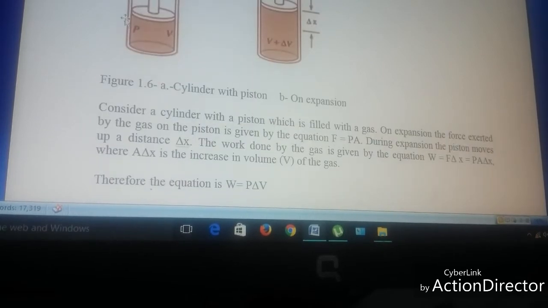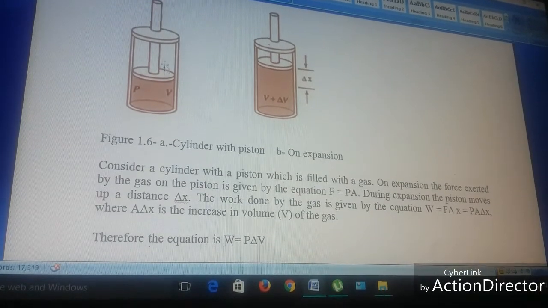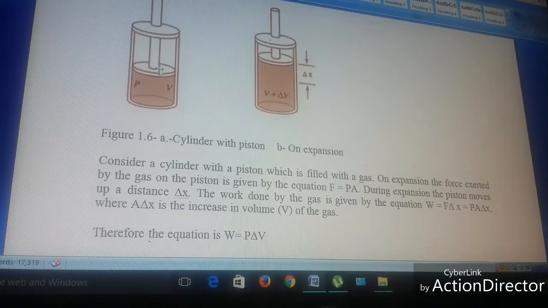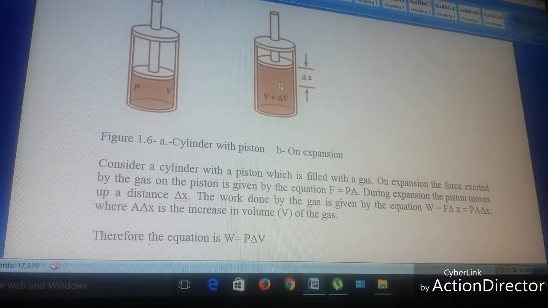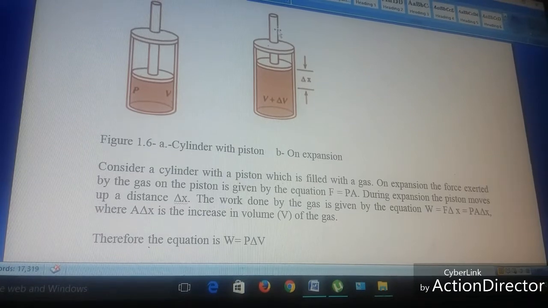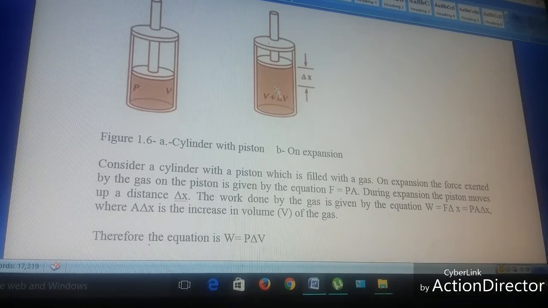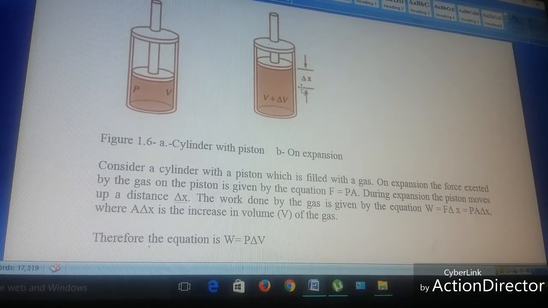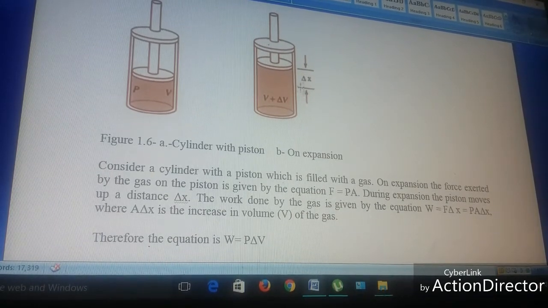Let us consider a cylinder which is fitted with a piston, as you can see here, and it is filled with a gas. Now on expansion by the gas, force will be exerted by the gas on the piston, and that will be given by force is equal to PA, let us say. Now during the expansion, the piston moves. Earlier it was up to here, and now it has moved here, so it is covering a distance of delta X.